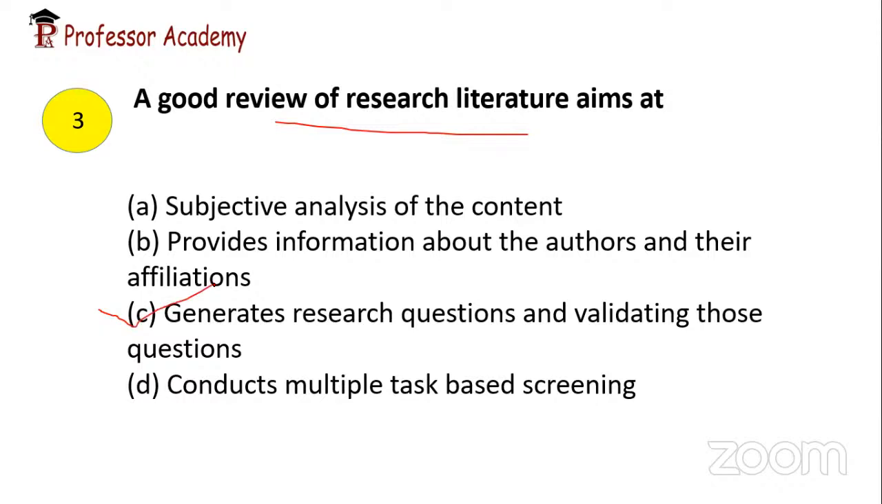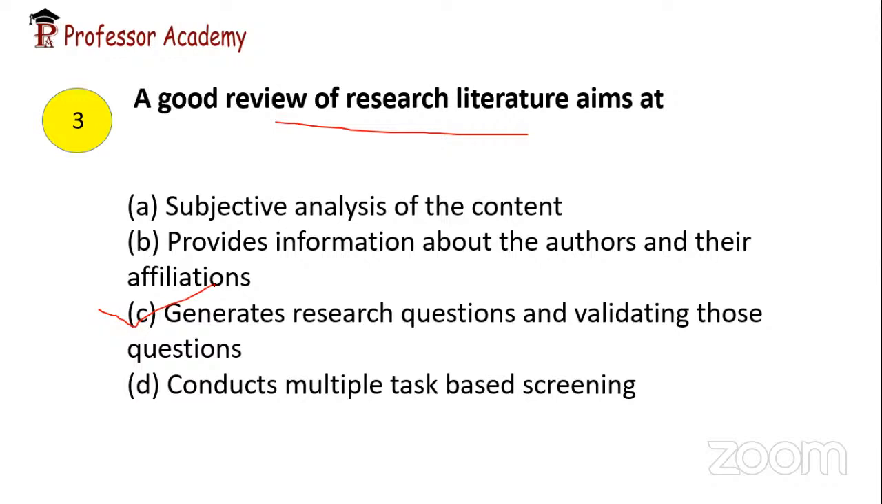We have already discussed in our classes that the main purpose of a literature review is to find the gap in the existing knowledge or information. So the research gap is something we have to find after going through the existing literature. So it is to generate research questions and validate them: why it is necessary to go for that particular research, why people haven't done it, and why it is necessary to analyze that particular question. Finding the research gap is the major aim and purpose of a literature review. So option C is the most optimal answer for this question.